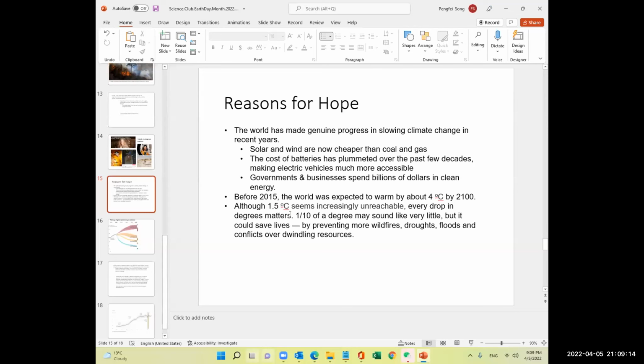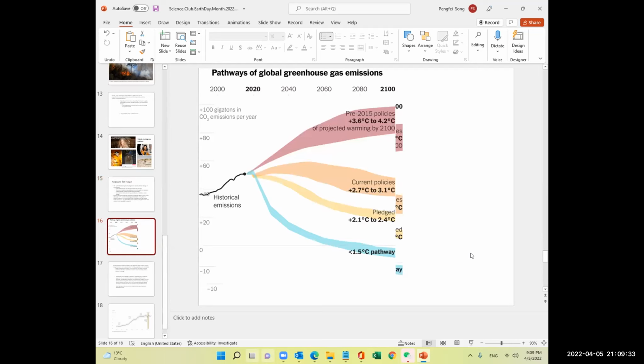Also, even though it's almost impossible to achieve 1.5 degrees C, every drop in degrees matters. Even 1/10 of a degree can save lives by preventing all of those things that we don't want to see happen, right? So this is the same model as what Professor Funky has showed you, but slightly different. I'm not sure why it doesn't line up. It should be like that.